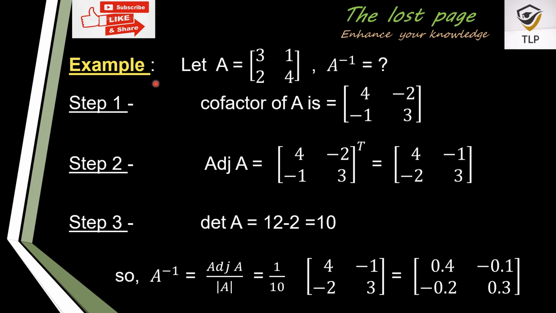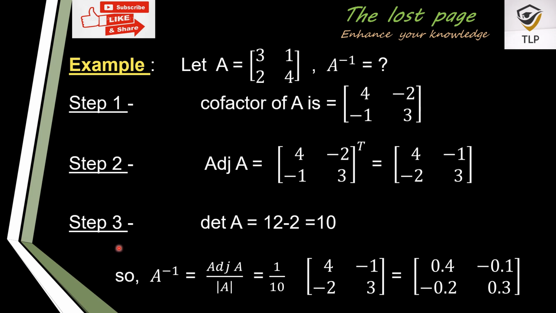For example, let A equal to [3, 1; 2, 4], and we have to find A inverse. So here are the simple steps. Step 1. To find cofactor of A. Cofactor of A is [4, minus 2; minus 1, 3]. Step 2. To find adjoint of A, that is transpose of cofactor matrix, and adjoint of A is [4, minus 2; minus 1, 3] transpose, that is [4, minus 1; minus 2, 3].